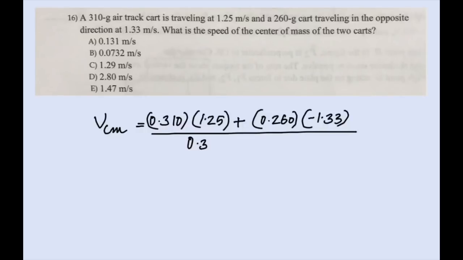That's why it's 0.310 times 1.25. And since the other is moving in the opposite direction, there's a negative. So take the product of the mass of each one with the velocity of each one, add them up, divide by the total mass, and you will get the velocity of the center of mass. That is 0.0732 meter per second, as in this case.